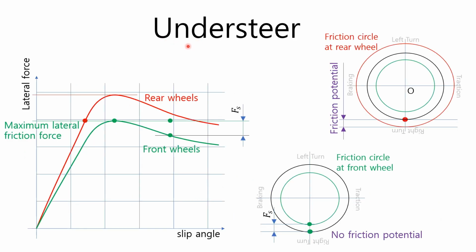Let's consider understeer using a graph showing the relationship between lateral force and slip angle. As shown in the picture, when turning, if the maximum lateral force of the front wheels exceeds the maximum lateral force of the rear wheels, the vehicle will not be able to turn as much as the driver expects, even if the steering is performed. On the other hand, the rear wheel still has enough friction potential. Accordingly, the force Fs that deviates from the front wheel friction circle generates understeer, so even when the driver rotates the steering wheel, the vehicle does not rotate as much as the driver operates the steering wheel.